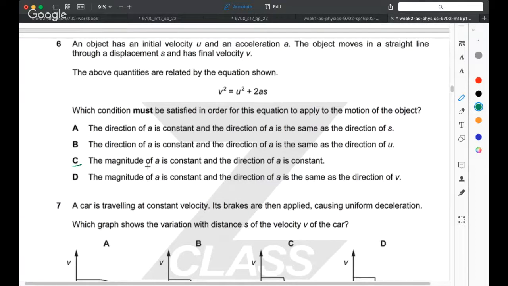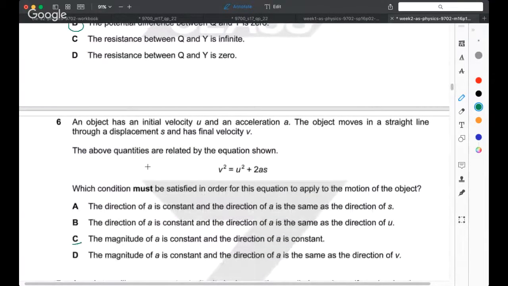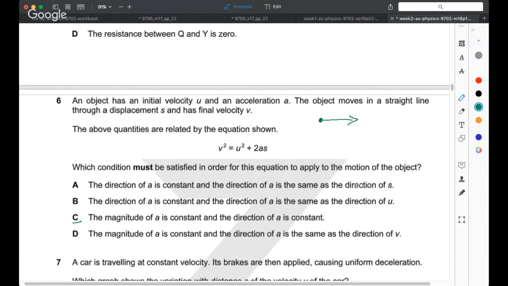So analyze first. You have an object, and you have a velocity. Velocity is a vector. So you have a magnitude, a direction. So the direction is this one, and a sense also. Sense is where you put the arrow. And also you have an acceleration.